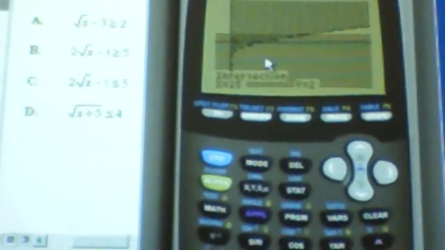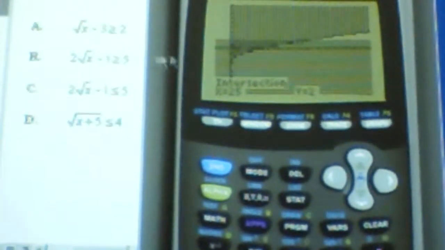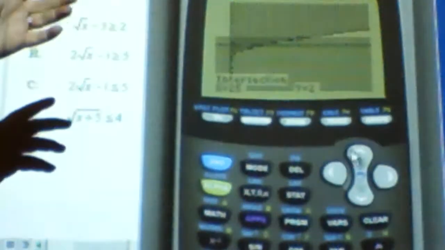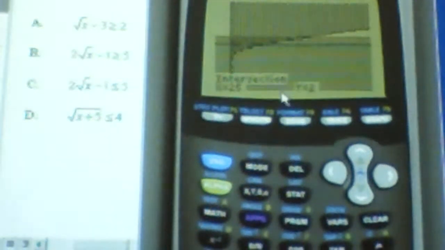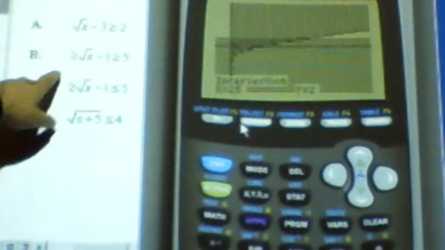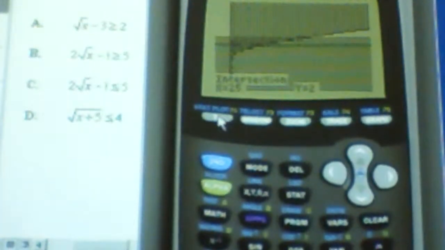You put the two equations in, you make sure that you have your less than or equal to symbol set up correctly, and then you do a second calc for an intersection. And heck, you really don't even have to do that if you don't want to. Watch, I'll show you in this next one. So the answer for this first one is x is greater than or equal to 25. Let's try the next one.